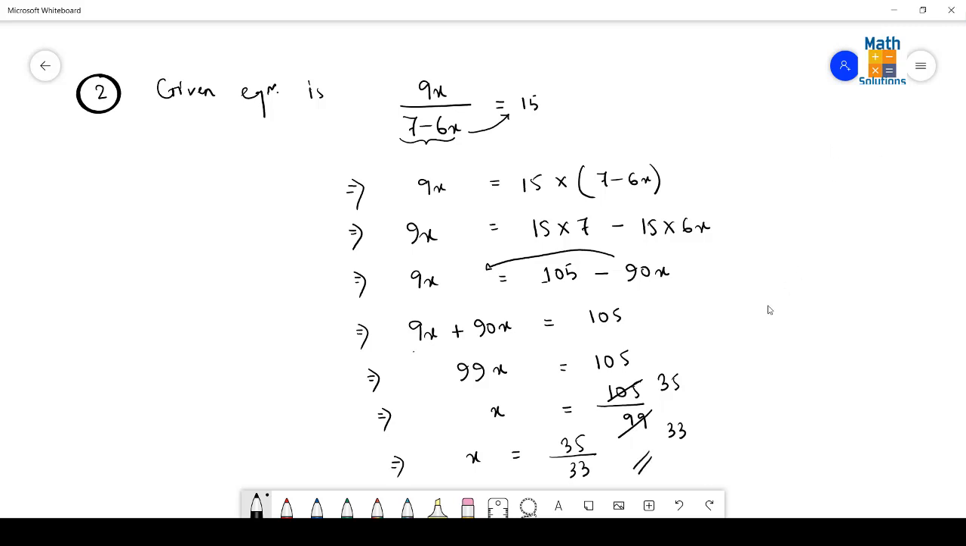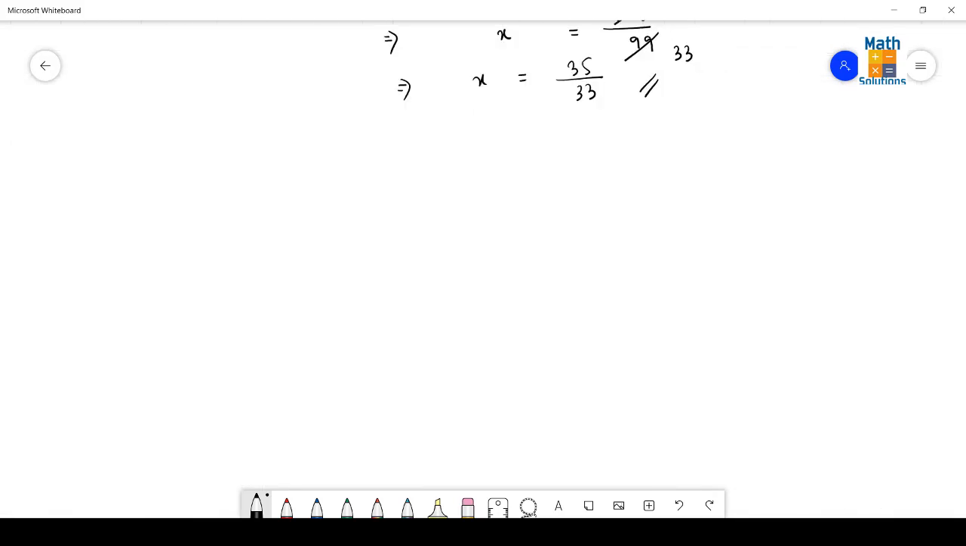Now let's come to the next one. Question number 3. Given equation is z by (z plus 15), that is equal to 4 by 9. In this case also we have to perform cross multiplication.